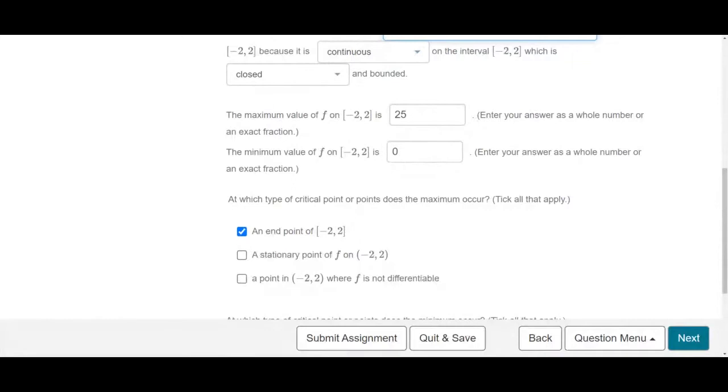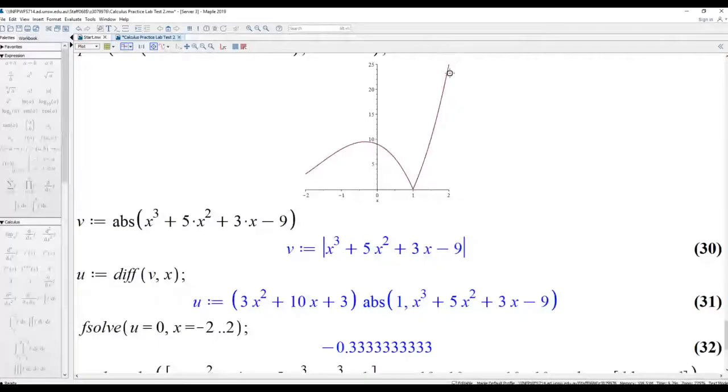The maximum value of f on this interval is, well, it's going to be 25. You can see that from the graph. The minimum value is going to be 0. So let's go back to the Maple tab. You can see here's the maximum value, right? Just happens to be at x equals 2, the value is 25. Here's the minimum value, 0. Okay, so that's pretty easy.